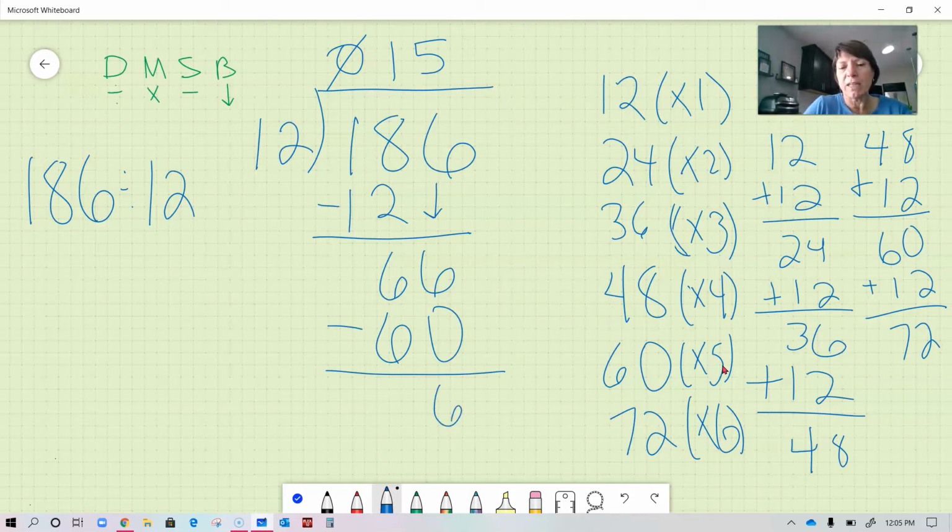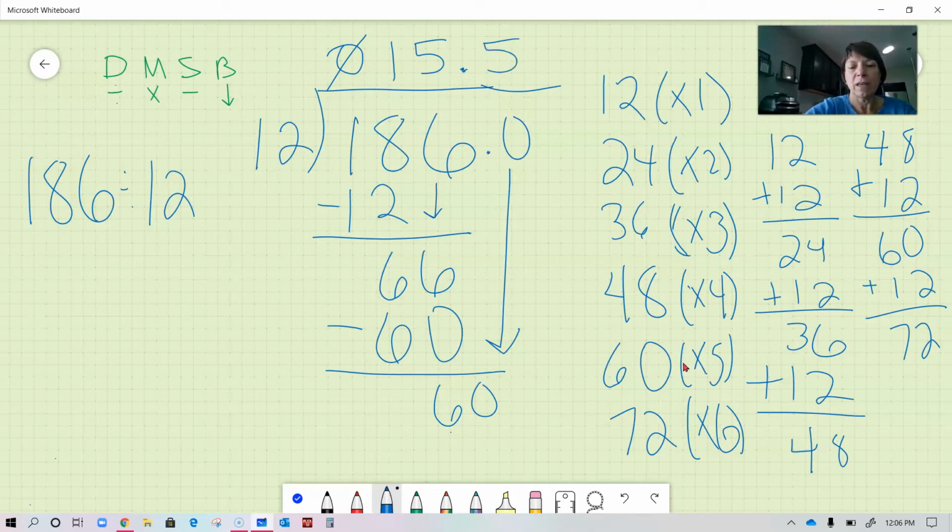Now remember, we can't have remainders, so we're going to add our decimal point and our 0 in the house, and a decimal point, but no 0 above the house. We bring that 0 down, and now we are dividing 12 into 60. So again, we look at our list here, and we see that we have exactly 60. So it goes in 5 times again, and we subtract 60 minus 60, and that gives us our 0 there. And so we're done. So our answer is 15 and 5/10 or 15.5.